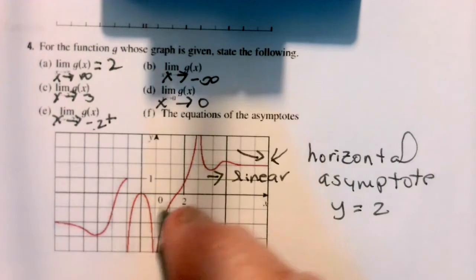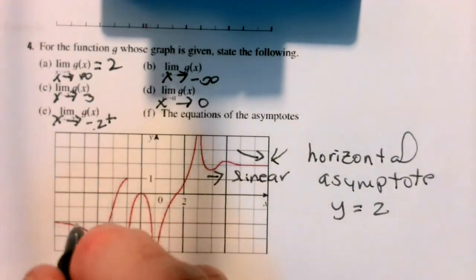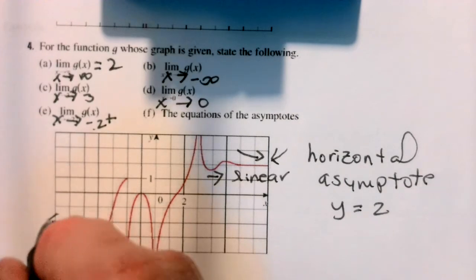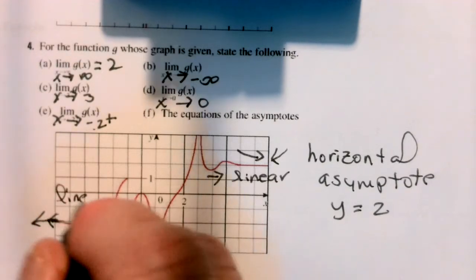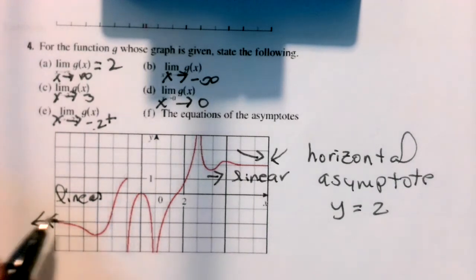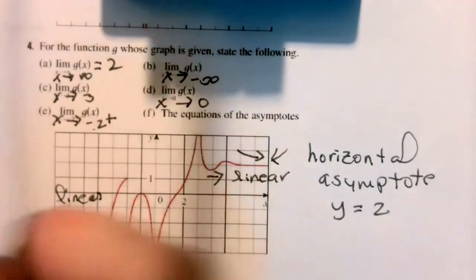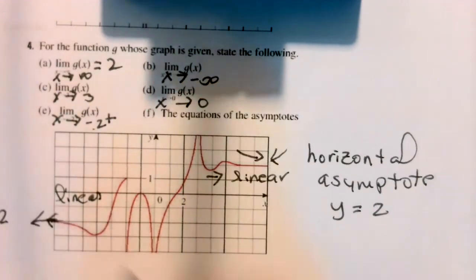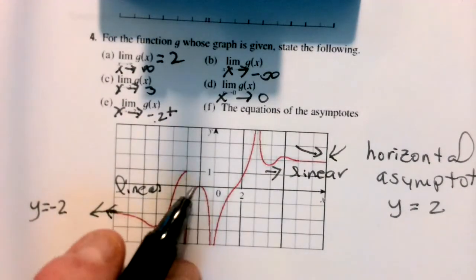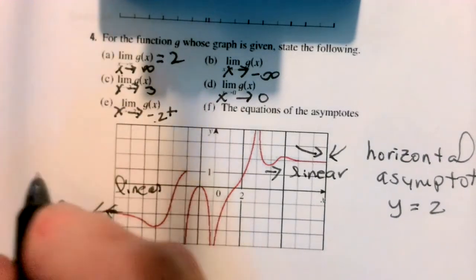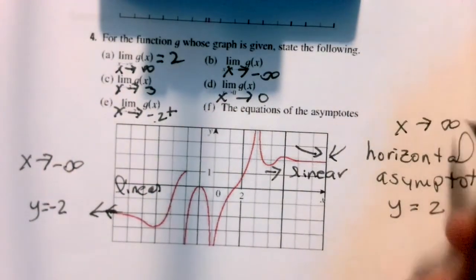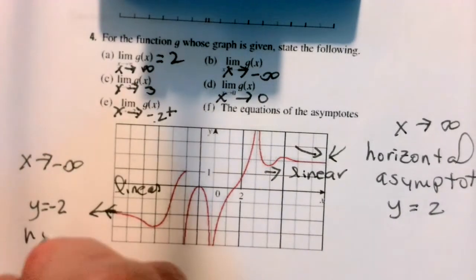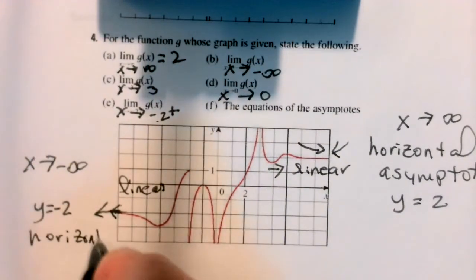Okay, so now let's look at going out the other way. This does look like it's getting linear. It's kind of hard to tell, but it is getting linear. So if it would keep going like this. And sometimes you might have to look at your calculator and go on out some to see what's happening. So this is y equal negative 2, 1, 2, and this is as x is going to negative infinity. So that's x going to negative infinity. This is x going to positive infinity. So this is also a horizontal asymptote.